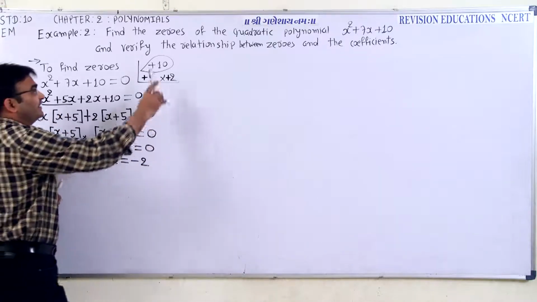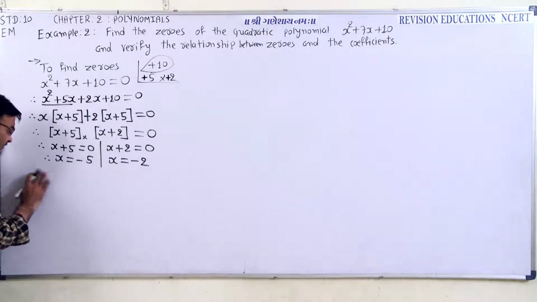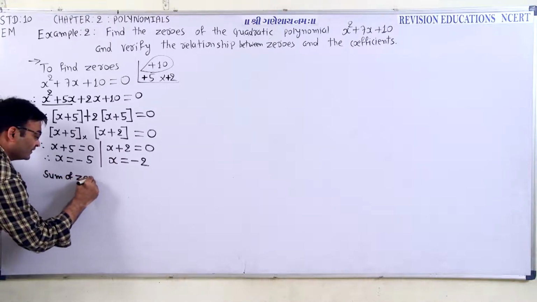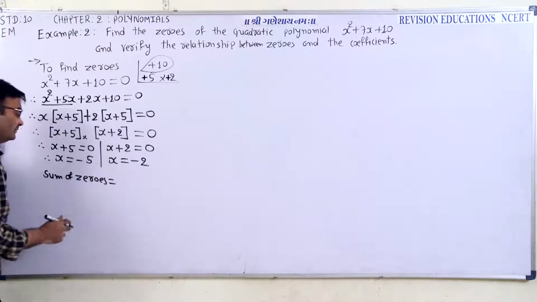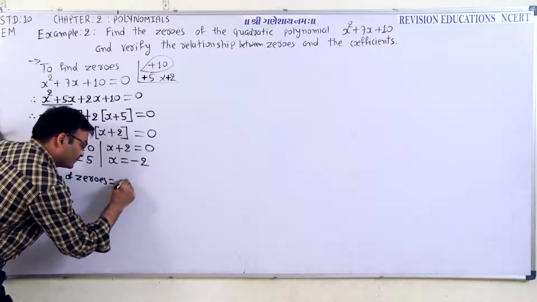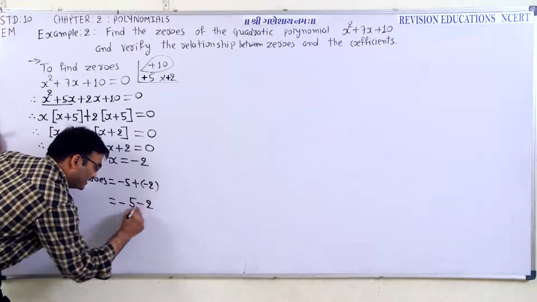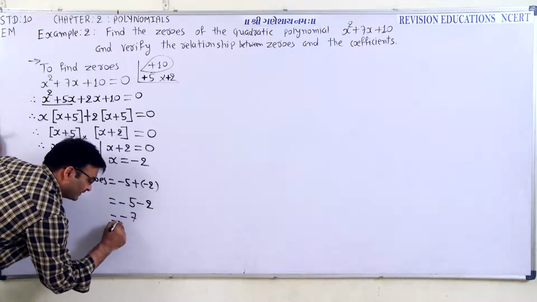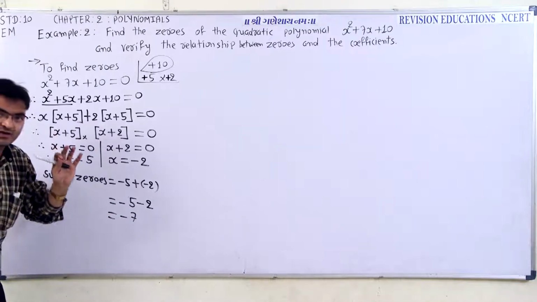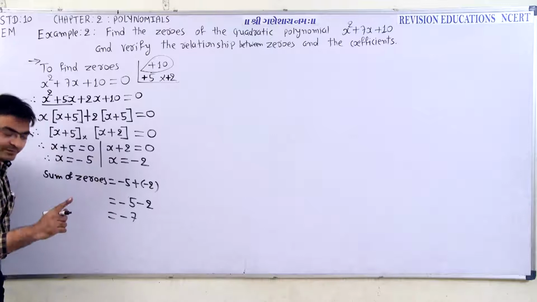Now we have to verify the relationship between zeros and the coefficient. So friends, here we do sum of zeros is equal to minus 5 plus minus 2. So minus 5 minus 2, it will be minus 7. Now friends, this term we got negative. A term हमको negative मिला है.